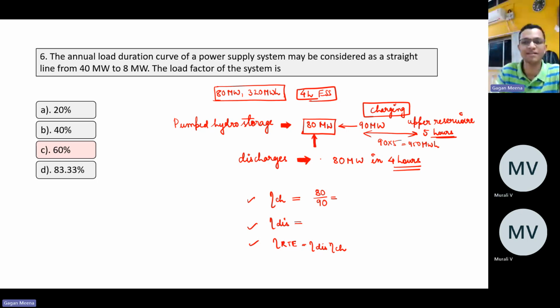So you can say I am supplying an energy of 450 megawatt hours. Okay, this is the input. But the actual energy which I am getting, which is stored, is 80 into 5, that is 400. 450 megawatt hour was supplied, so 50 megawatt hour is lost.